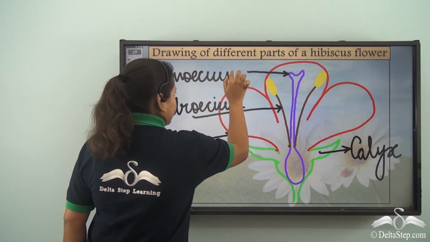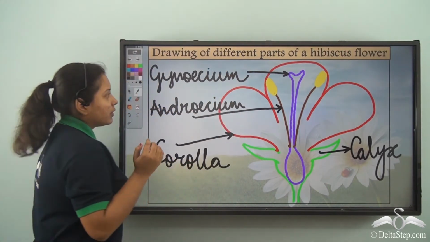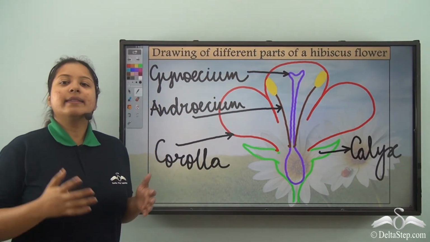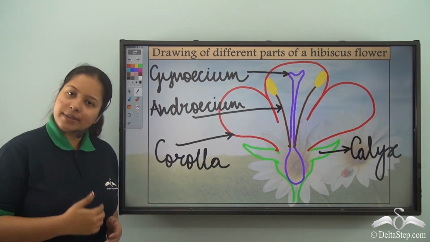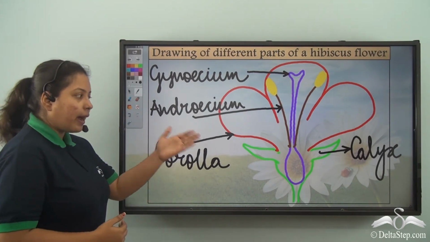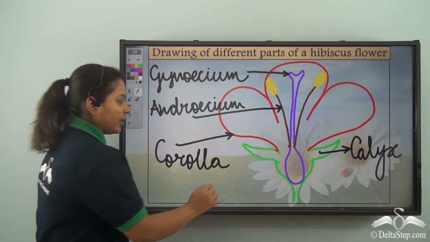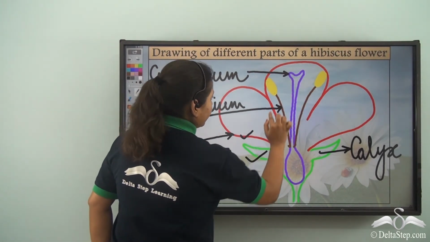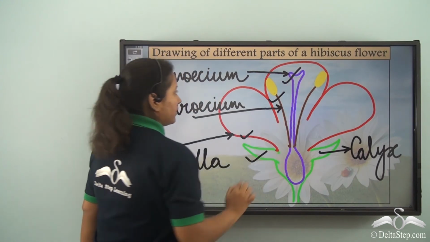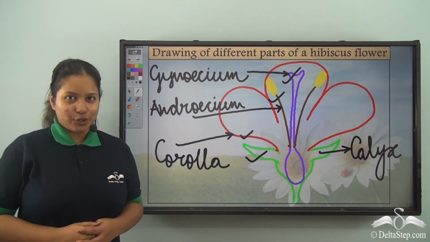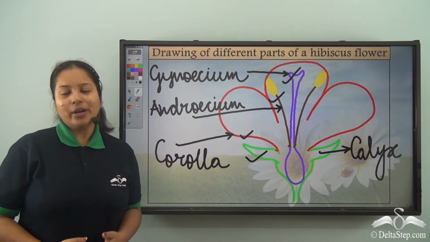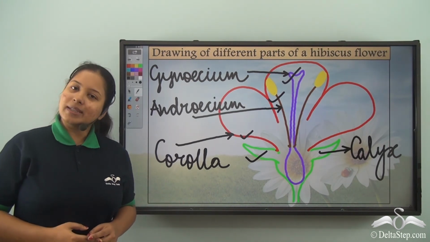So, this is how you can draw the different parts of a hibiscus or China rose flower, wherein the flower will have 4 parts: the calyx, the corolla, the androecium and the gynoecium. So now, my dear kid, I am sure you know how to draw the beautiful flower along with its parts.